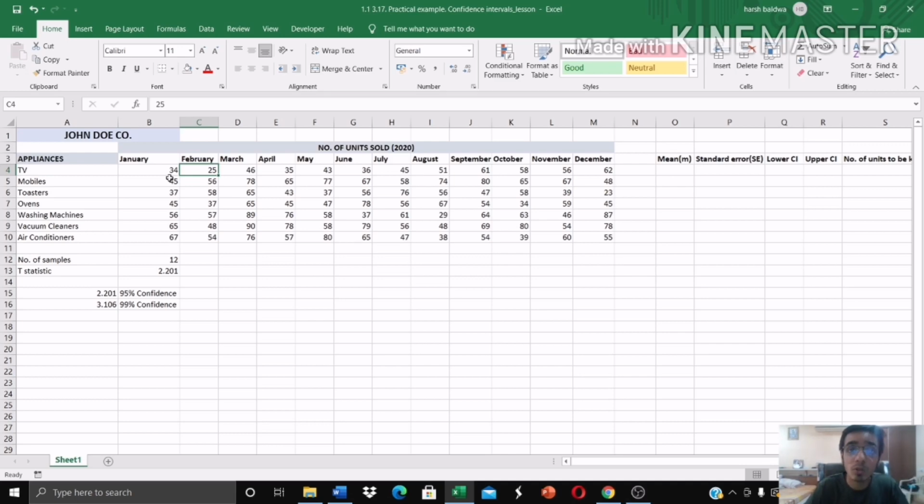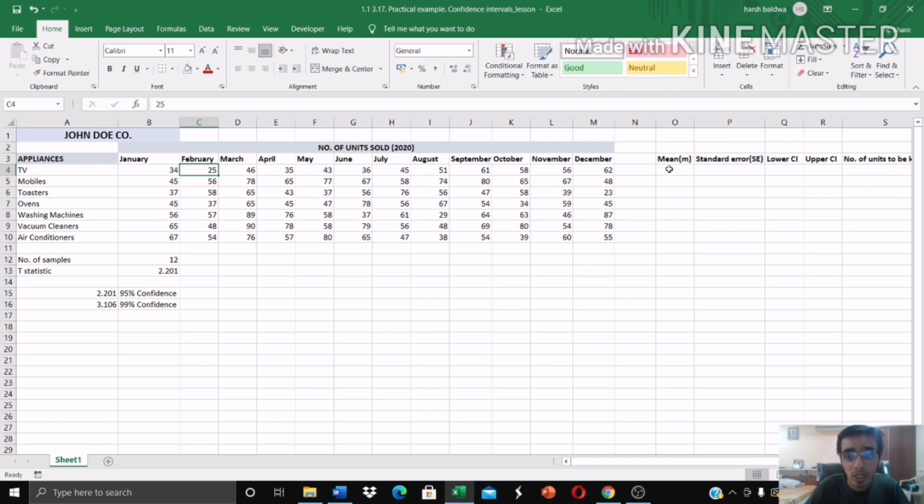We will be using the data of this particular year to infer how many TVs it usually has to keep in the store so that a customer doesn't leave empty handed. A customer finds what he wants to buy. So that's what inferential statistics is all about, and that's what confidence intervals are all about. You'll understand it through this example.